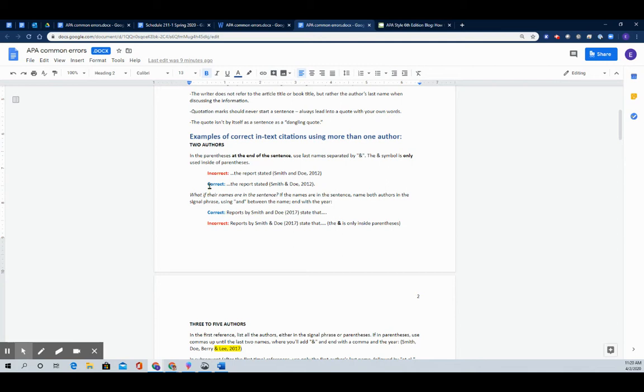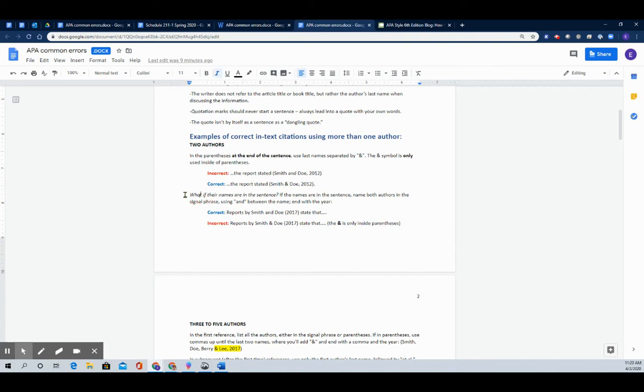The first thing is that when you have 2 authors, the parentheses go at the end of the sentence with the last names separated by the ampersand. This is your ampersand right here. So here's your incorrect examples if you spell out the word and. Correct is if you do it like this.